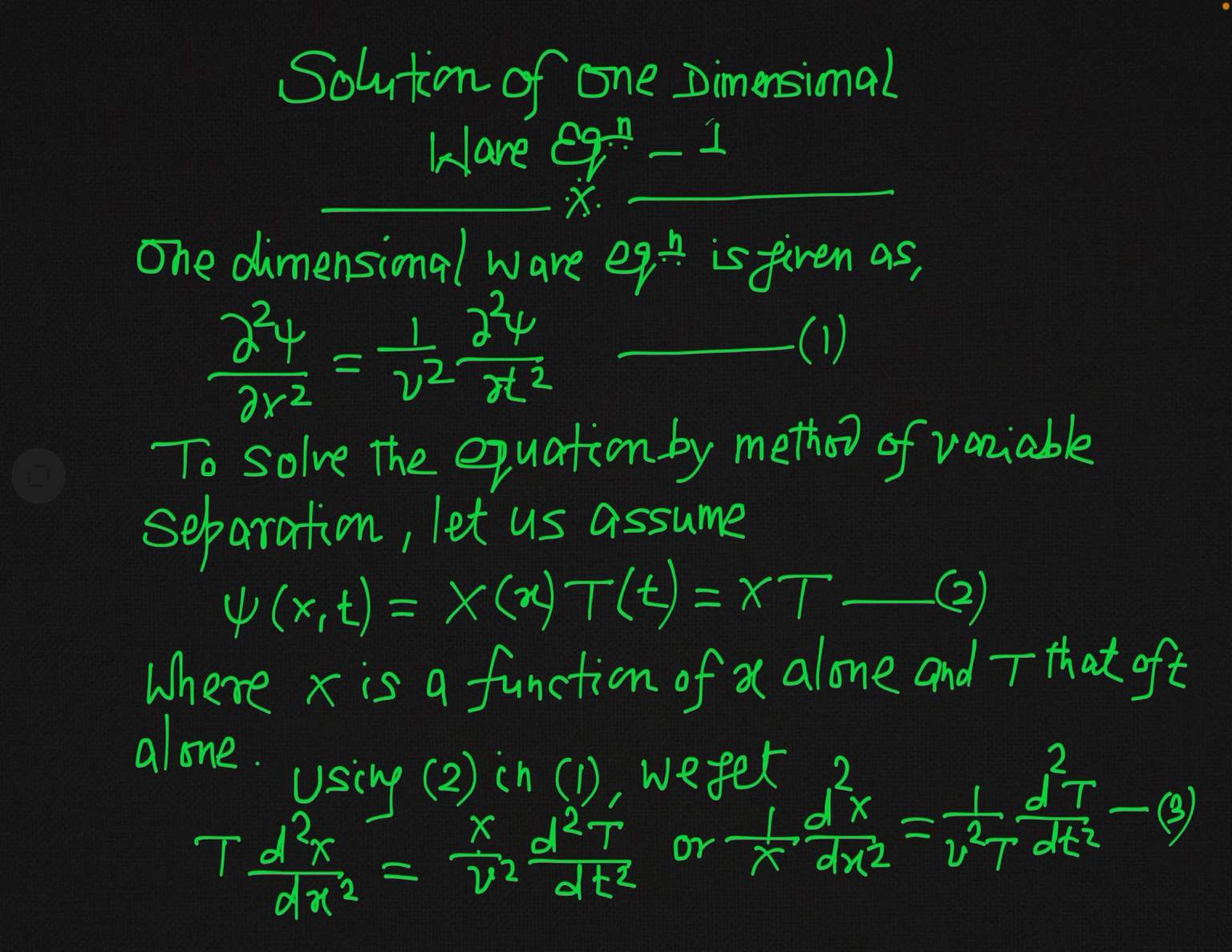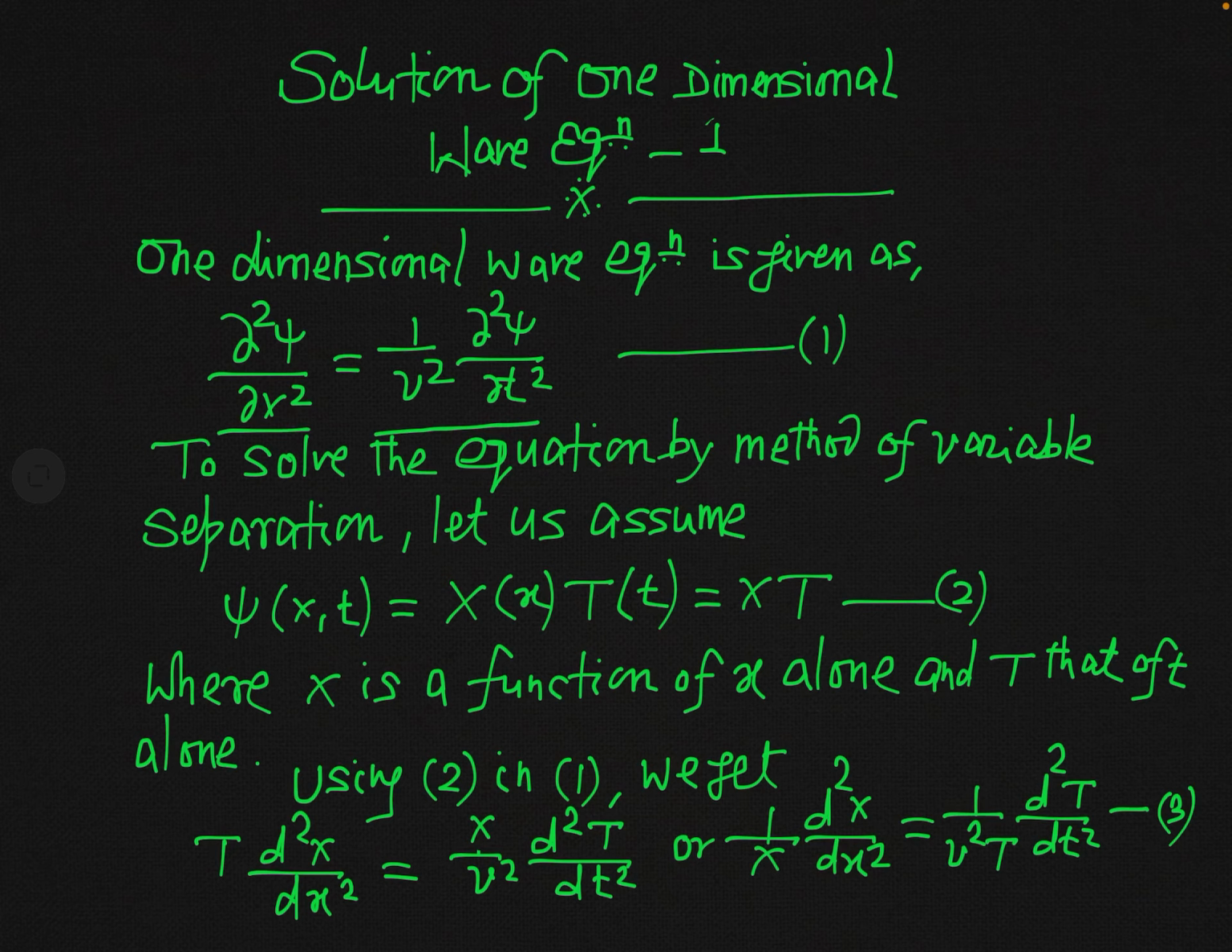As you know, the one-dimensional wave equation is given in this way. This is del 2 psi by del x square equal to 1 over v square del 2 psi by del t square. You know here psi is the wave function, which is a function of the space coordinate x and time t, and v is the phase velocity of the wave.